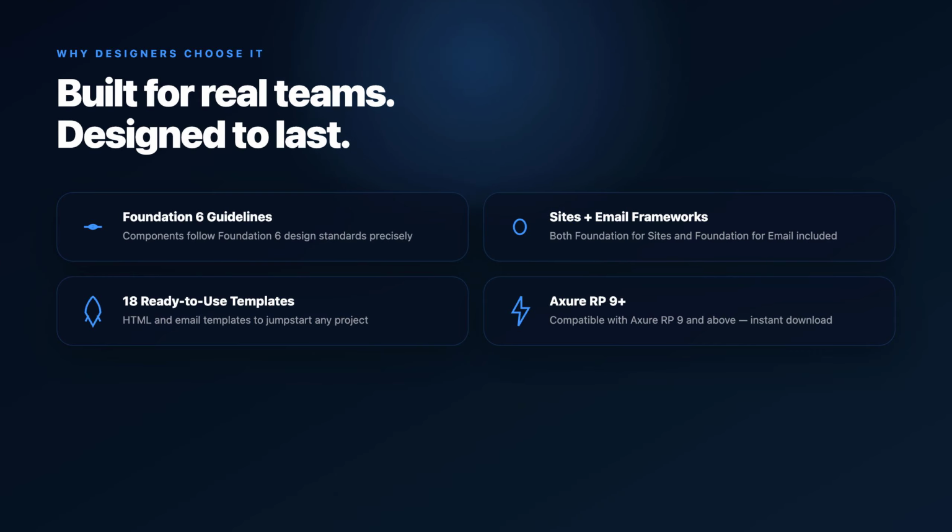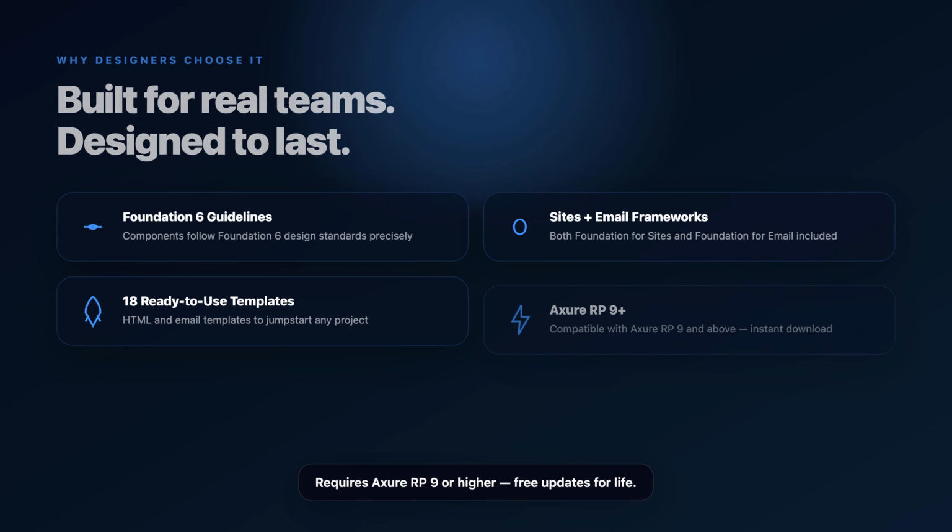8 HTML templates and 10 email templates ready to use. Requires Axure RP 9 or higher, free updates for life.